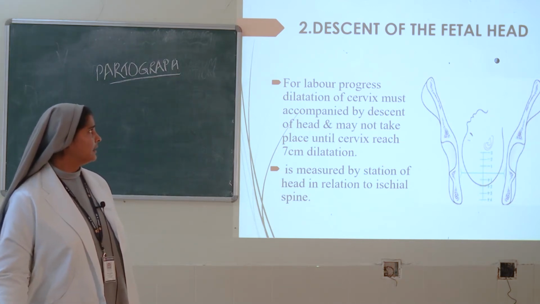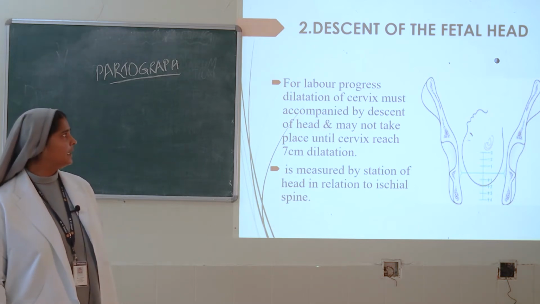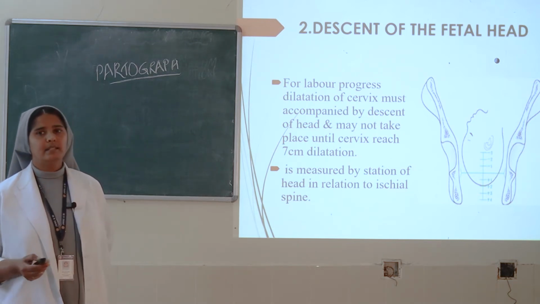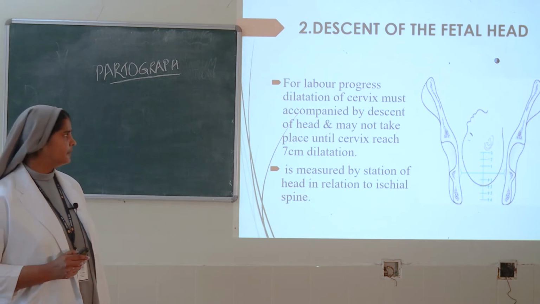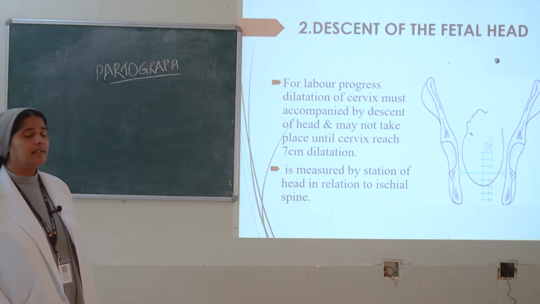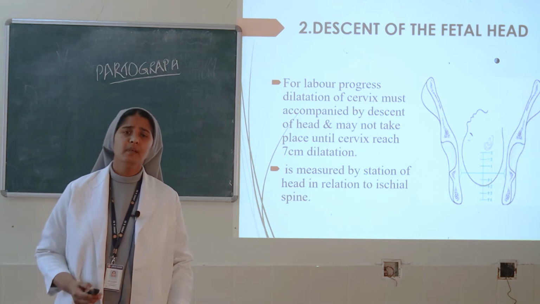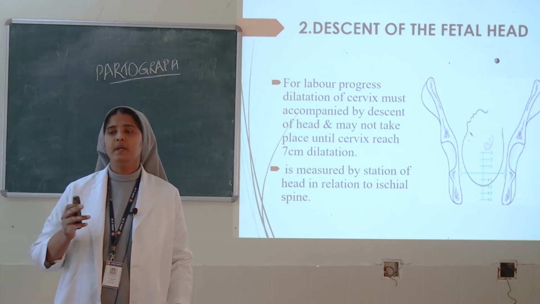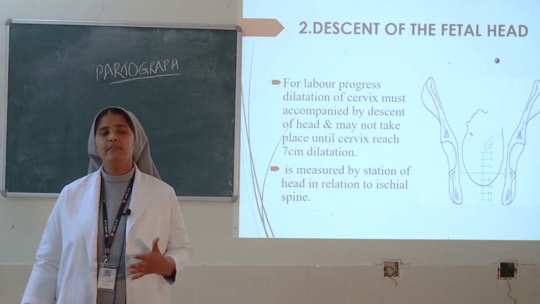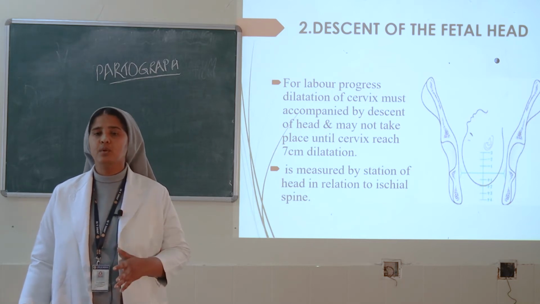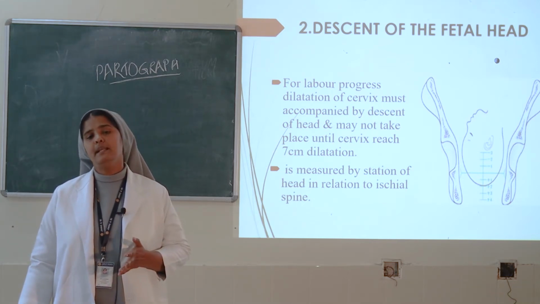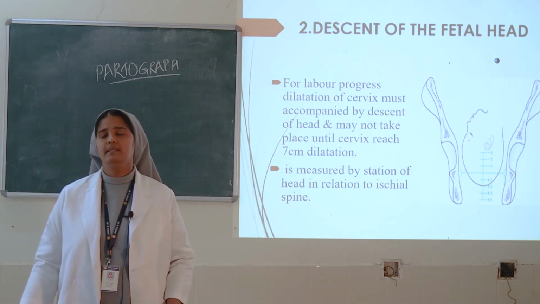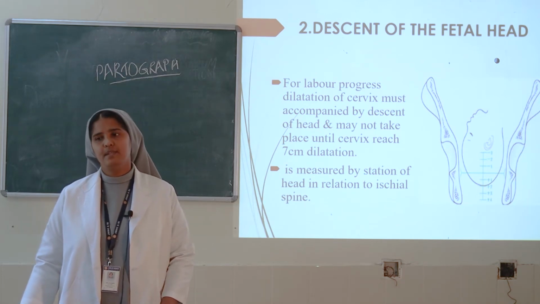For labor progress, dilatation of the cervix must be accompanied by the descent of the fetal head, and it may not take place until the cervix dilates 7 centimeters. Usually it is measured at the level of the ischial spine. If the fetal head is at the level of the ischial spine, that is 0 station. If it is above the ischial spine, that is -1, -2, -3 station. If it is below the ischial spine, that is +1, +2, +3 station.